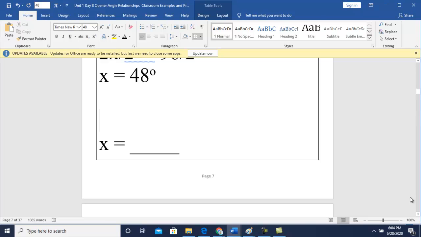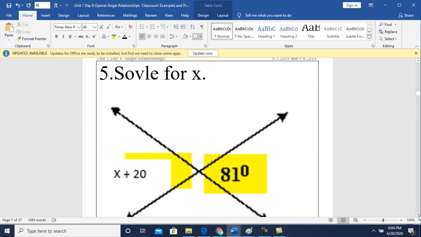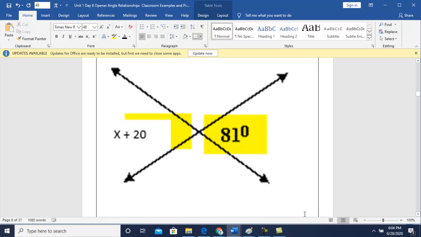All right, let's take a look at number 5. We're going to solve for x. Again, if you think you can do this on your own, pause the video and try to do it on your own. I'll hold for a few moments. If you weren't sure, let's take a look at how you would solve this equation.